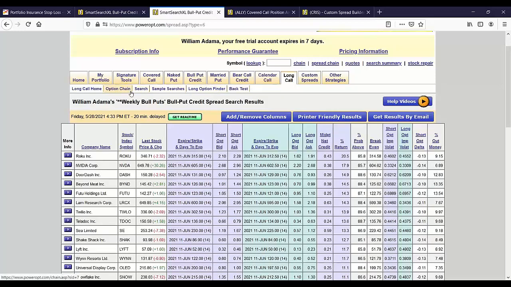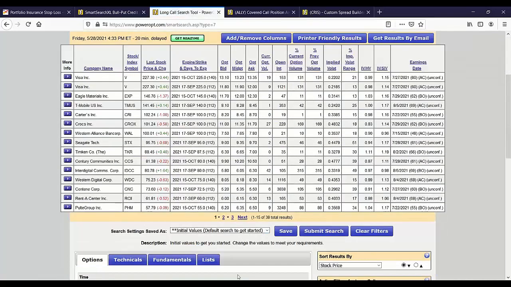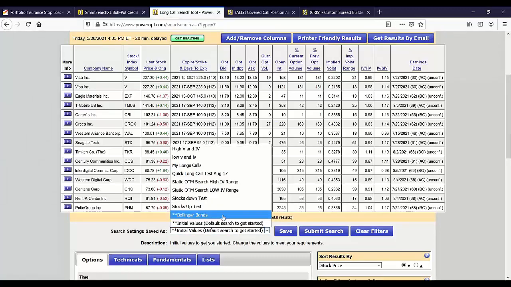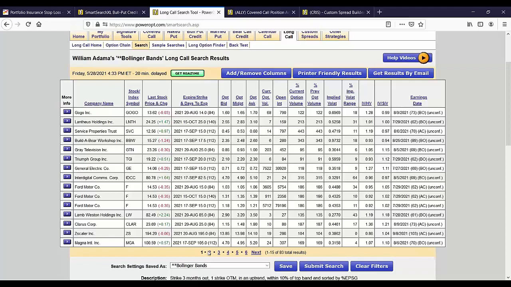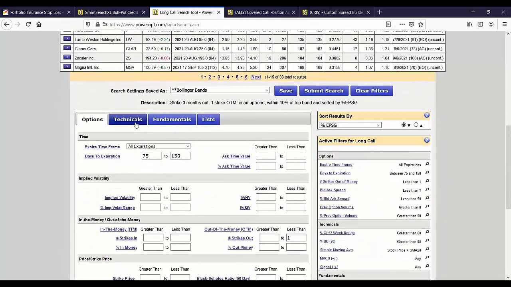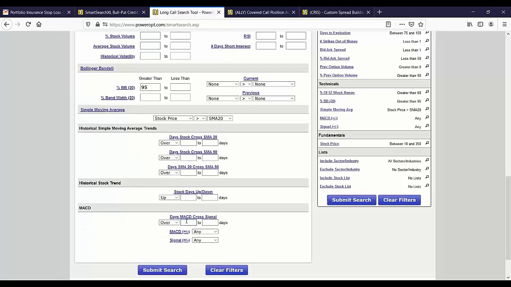Let's just do it, Jesus. Long call screen there. This is the initial values. I want to go to the Bollinger Band screen. And I'm sorry. So what we're looking at here for the technical is stocks that are near or have just recently broken out of their upper Bollinger Band, of course, with a high percentage week. And we could toggle that with a positive MACD of at least 3 to 5 days as well, or something that has just recently crossed over also.